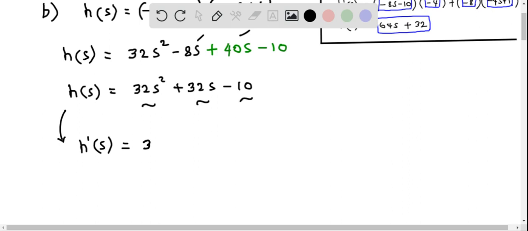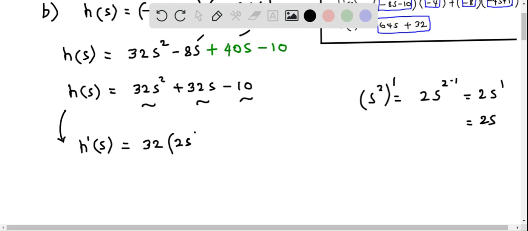Here we use the constant multiple rule, and we just put the 32 as it is, and the derivative of s squared, according to the power rule, we put the power in front and reduce the power by 1, that is 2 minus 1, and this equals 2s to the power 1, which is 2s. So let me put 2s here. Now let me find the derivative of the second term, 32s.